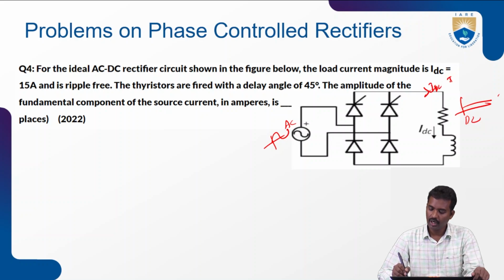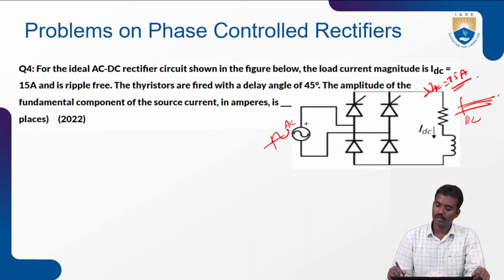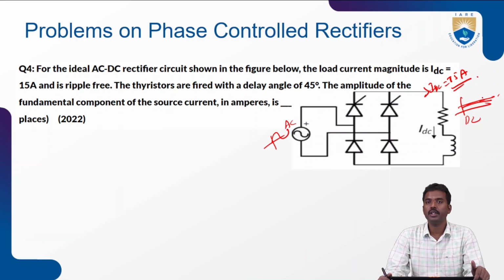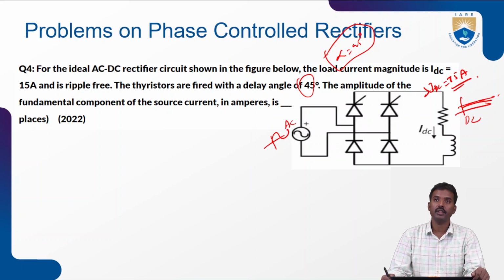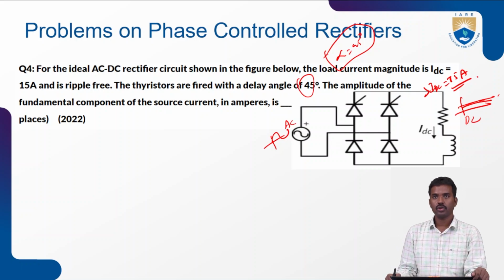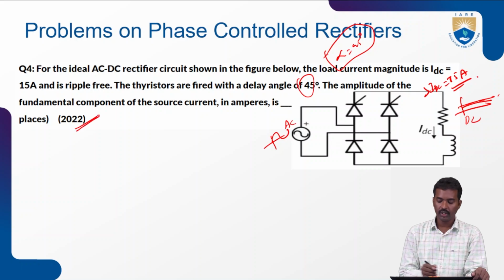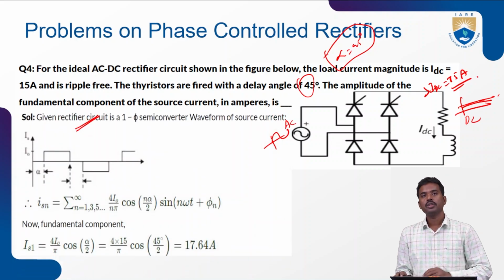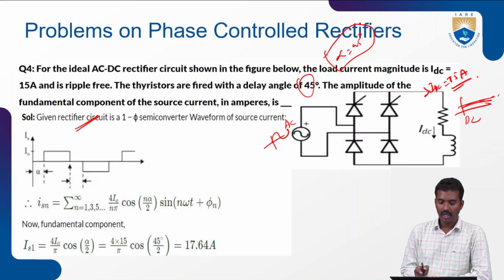IDC is 15 amperes and is ripple free. Ripple free means there are no ripples, and the thyristors are fired with delay angle alpha equals 45 degrees. The amplitude of the fundamental component of source current in amperes is asked, so this was asked in 2022. So what is the question here? Amplitude of fundamental component of source current.